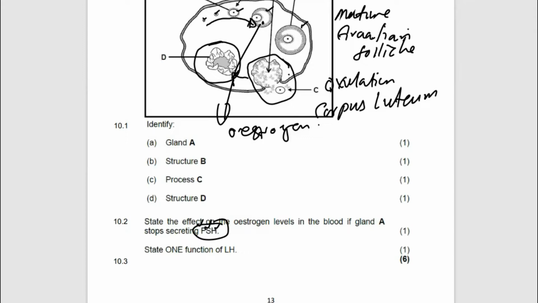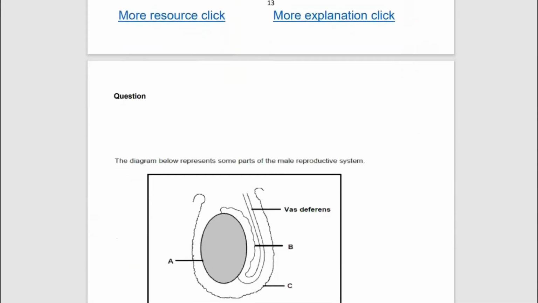Then, state one function of LH. LH, we said it's a luteinizing hormone. It has two functions. The first one, it causes this process to occur: it triggers ovulation, or stimulates ovulation. Number two, it changes the empty graafian follicle into corpus luteum. So they only want one function.